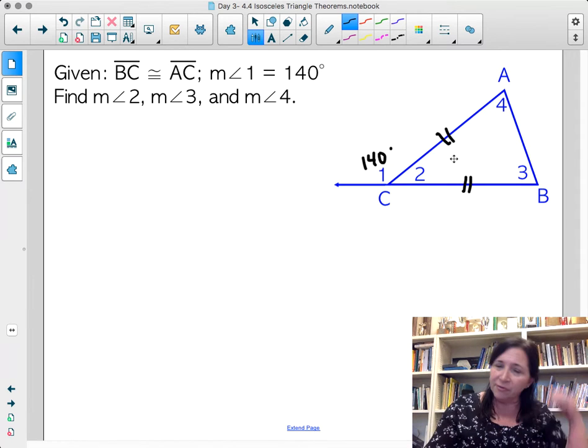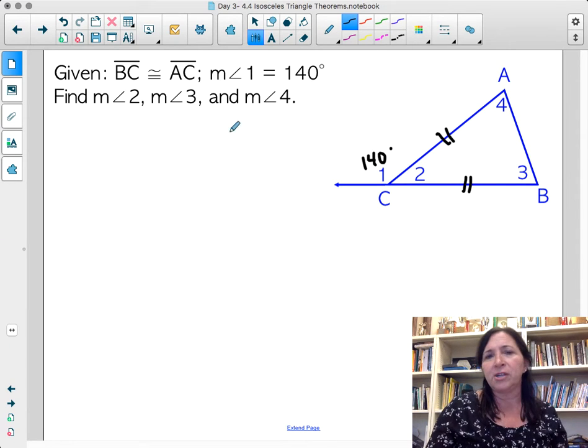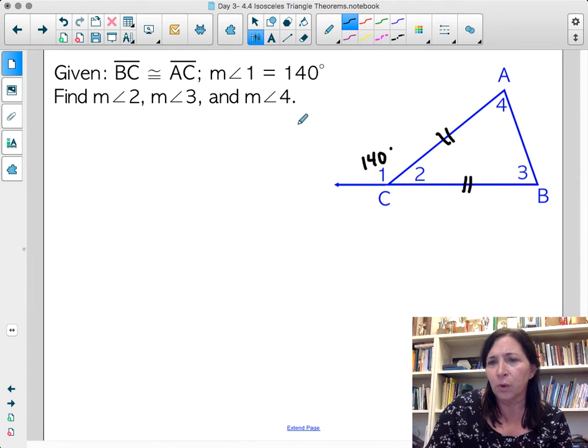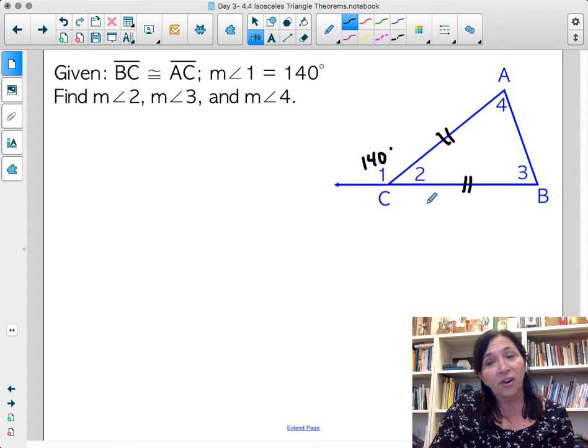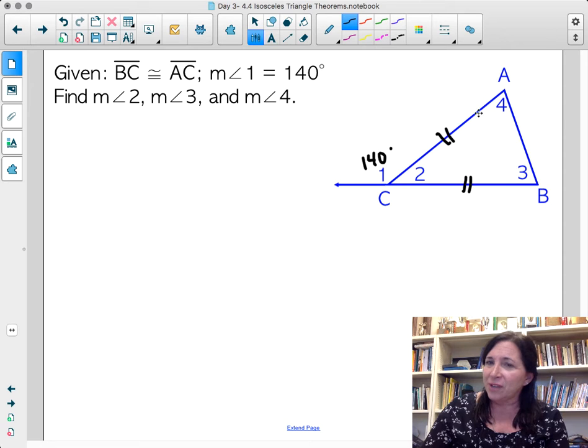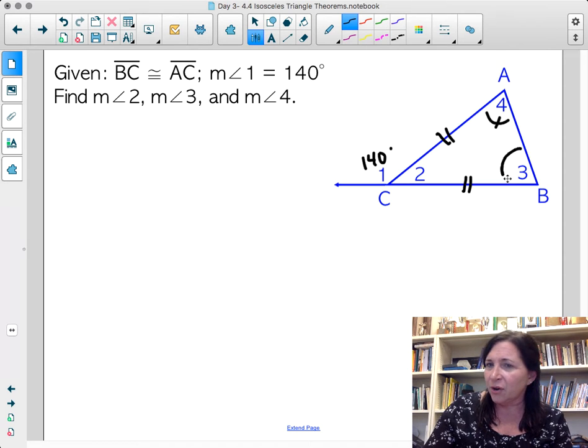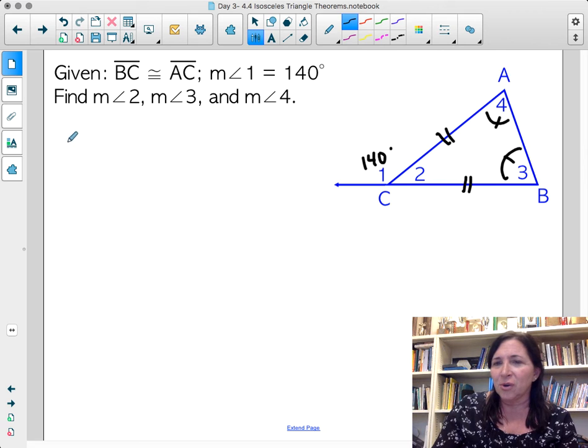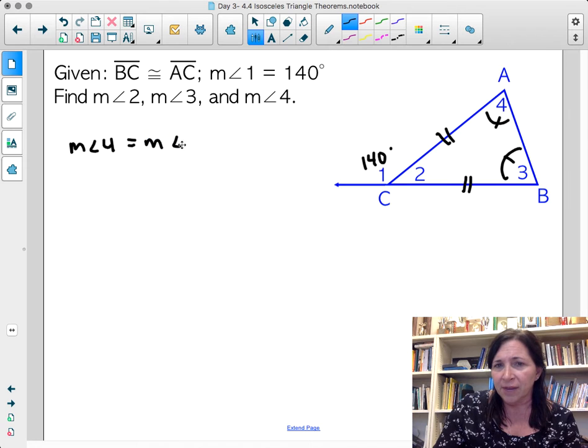And our job is to find the measure of angle 2, the measure of angle 3, and the measure of angle 4. So based on the isosceles triangle theorem, if you have two sides that are congruent in a triangle, then their opposite angles are also congruent. So we know that the measure of angle 4 is equal to the measure of angle 3.